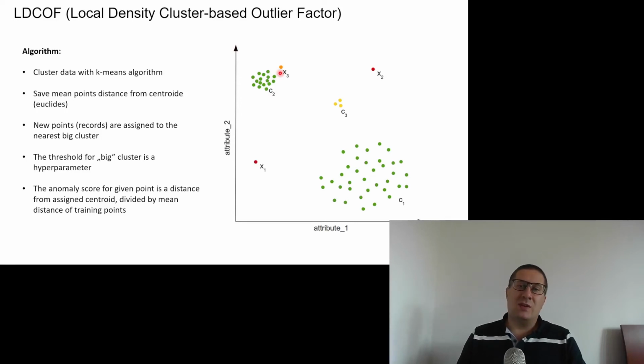How does it work? First of all, we need to find those clusters, using, for instance, the k-means algorithm. Then we can calculate the mean distance of points to the centroid, to the center of the cluster, for each cluster. And then if we have a new point, we can assign it to the nearest big cluster, and there is a question mark whether we can treat this one as a big cluster. It depends on your assumptions, on the parameter that you choose.